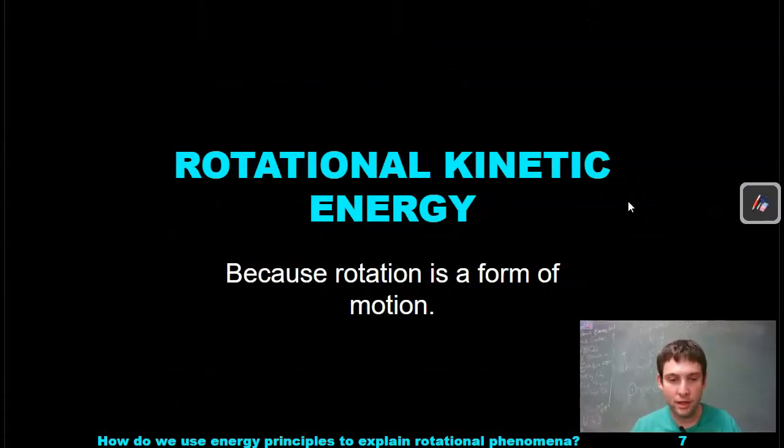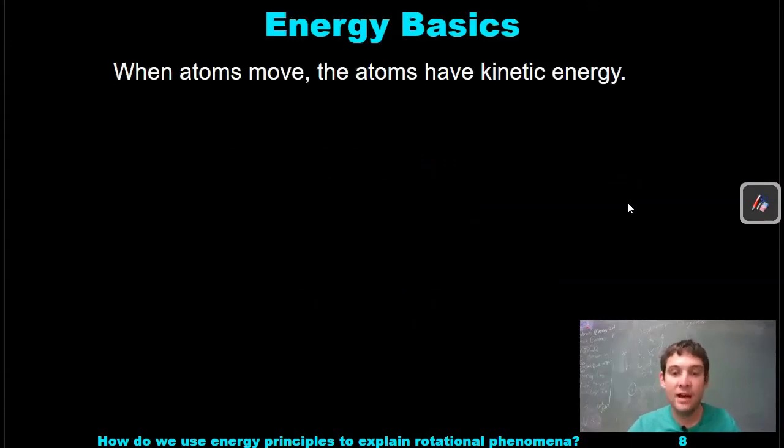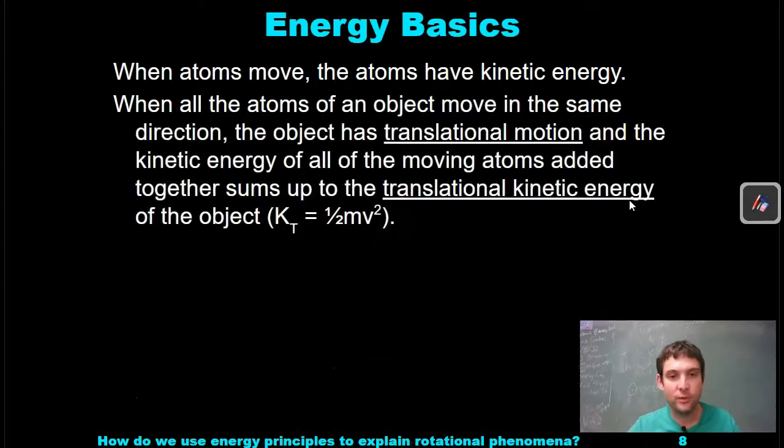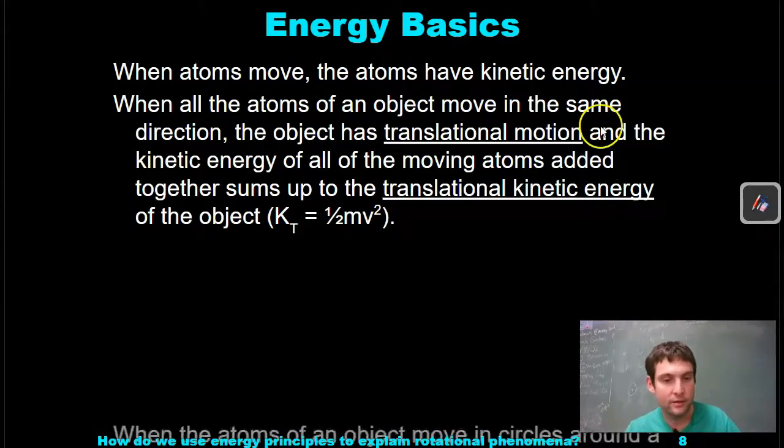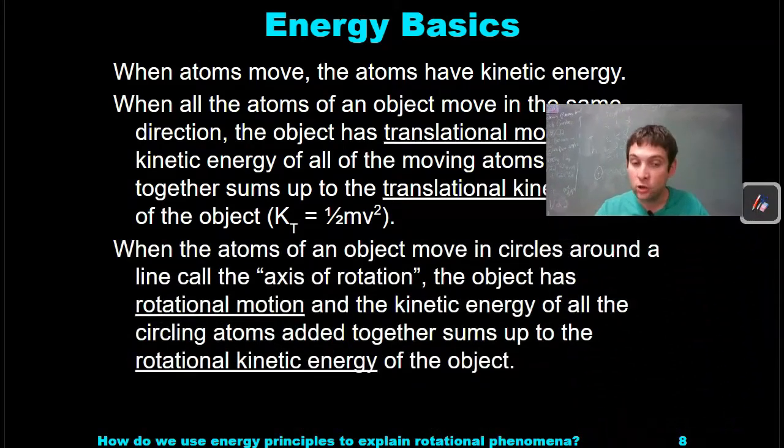Rotational kinetic energy, because rotation is a form of motion. When atoms move, the atoms have kinetic energy. When all atoms of an object move in the same direction, the object has translational motion, and the kinetic energy of all the moving atoms added together comes to be the translational kinetic energy of the object. The total kinetic energy of the object is 1/2 mv squared. When the atoms of an object move in circles around a line called the axis of rotation, the object has rotational motion, and the kinetic energy of all circling atoms added together sums up to the rotational kinetic energy of the object.